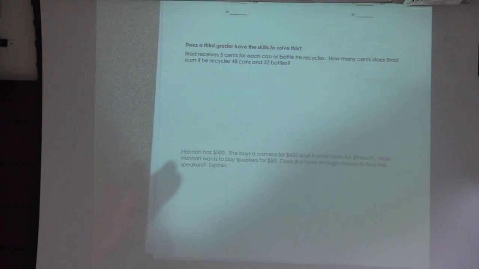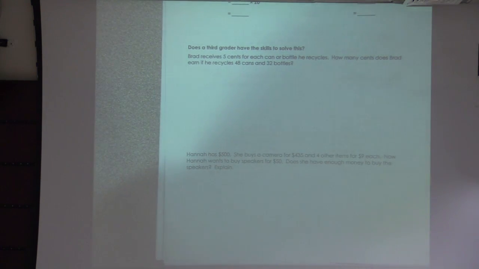However, if the kids understand what they're doing and can draw the picture, the story, they can figure these out. It says, Brad receives 5 cents for each can or bottle he recycles. How many cents does Brad earn if he recycles 48 cans and 32 bottles? Standard says single-digit multiplication. But by the end of the unit, the kids should have several strategies of doing this. And I'm going to cheat and show you how I did it earlier today. I'm going to show you 2 different strategies.